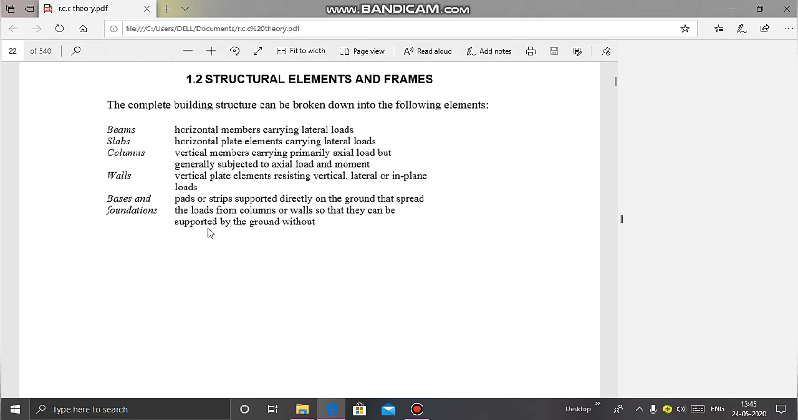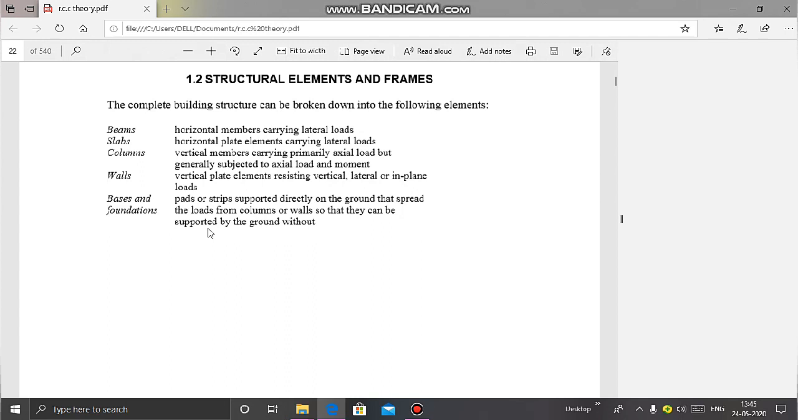What are beams? Beams are horizontal members which carry lateral loads. And what are lateral loads here? Lateral loads are forces applied to a structure at its rigid joints and cause deflection. These loads are responsible for causing deflection. Examples of lateral loads are wind, earthquake and explosions.